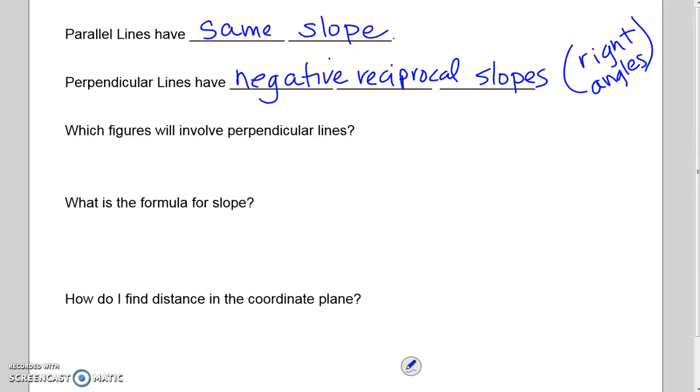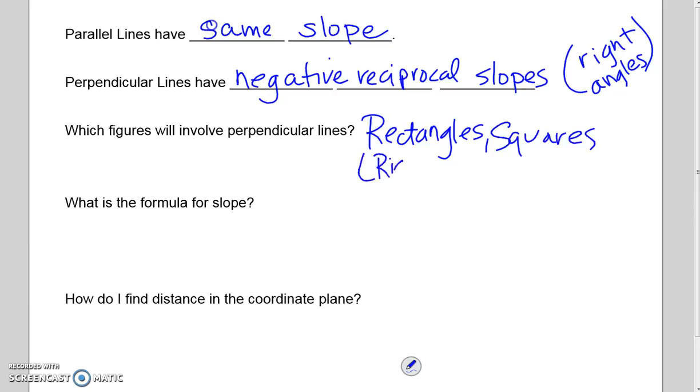So we want to think about what kind of figures have right angles. Well, I know that rectangles have right angles. I also know squares have right angles. So that's going to determine that one of my shapes could be a square or a rectangle. We will eventually, not today, identify right trapezoids as well.